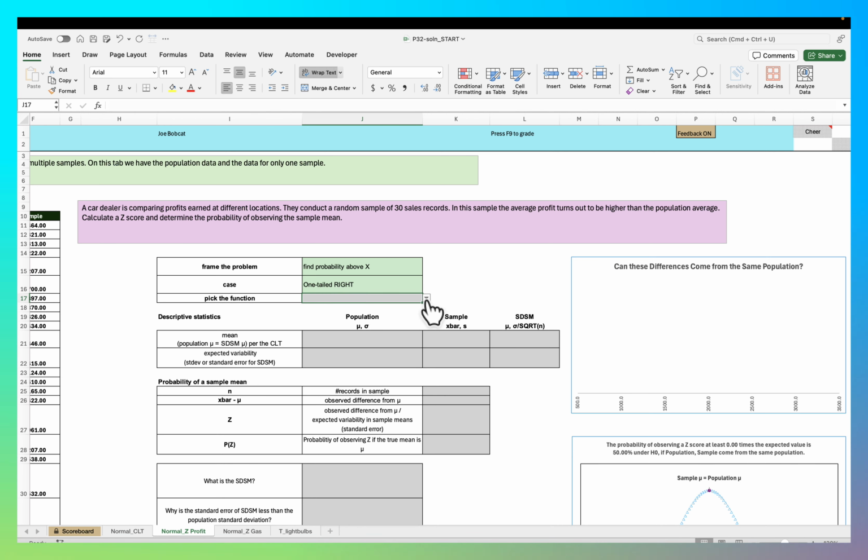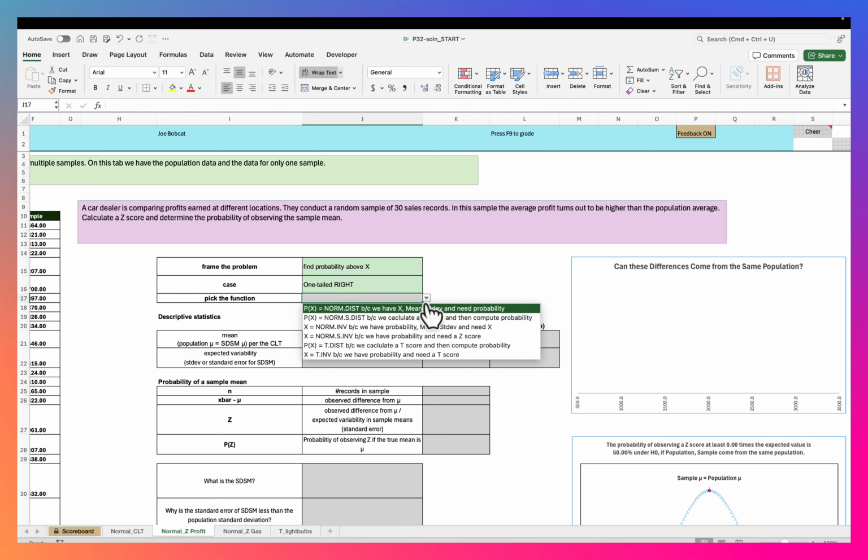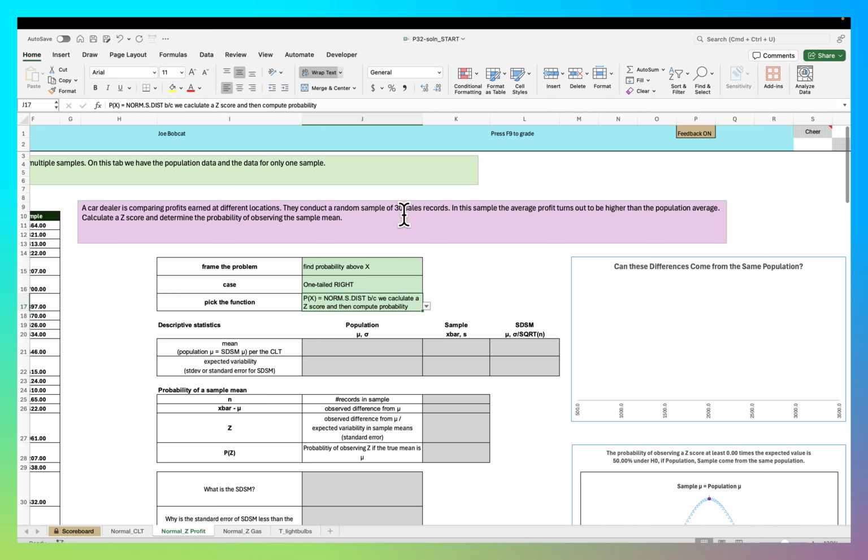The function that we're going to use is norm.dist, because we're going to calculate a z-score. The problem tells us to, and then compute a probability from the z-score. Okay, so now we're going to look at the mean and standard deviation, or expected variability, for the population, the sample, and the sampling distribution.